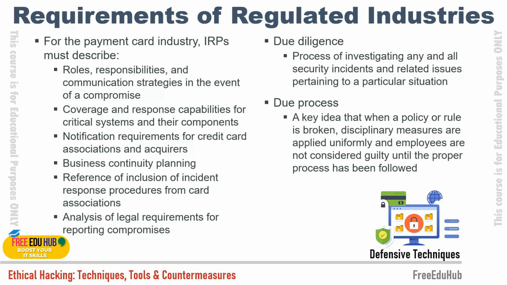Now, for the payment card industry, IRPs must describe the roles and responsibilities and communication strategies in the event of a compromise. For example, if an organization's database has been leaked with all the details of the credit card, what would be the strategies and how fast are they liable to inform the customers, coverage and response capabilities for critical systems and their components, notification requirements for credit card associations and acquirers, business continuity planning, reference to the inclusion of the incident response procedures from the card association, and analysis of the legal requirements for reporting the compromise.